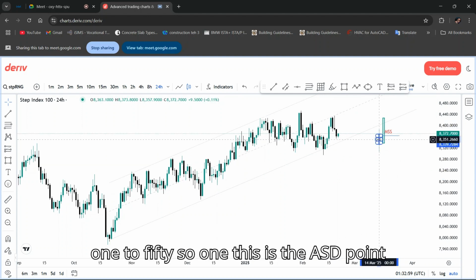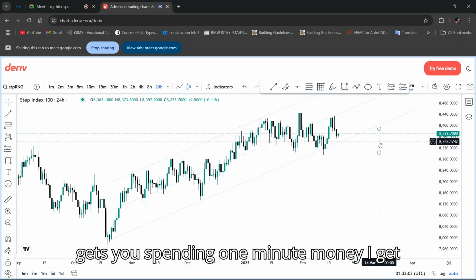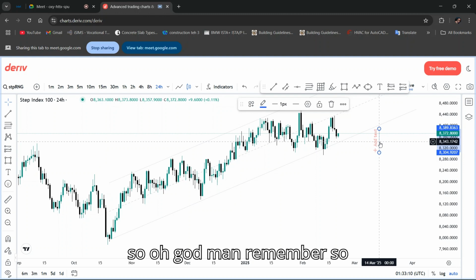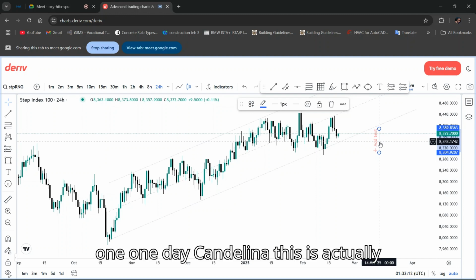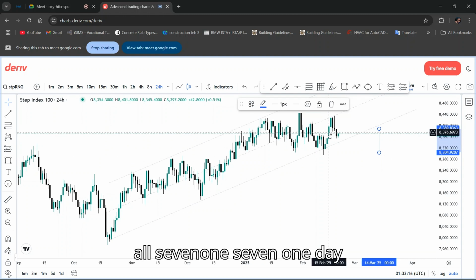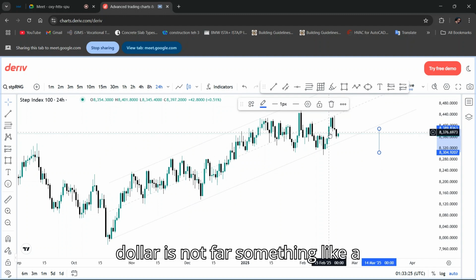So this is the setup on the 1 hour or the 1 day. Yeah, man. You catch this on the 1 minute, and you get a 4 lot size, and you ride this train for the next 3 days. Remember, this is actually a one day candle, so you'd probably get all seven one day candles out of it. Yeah, man. $6,000, $7,000 is not far. Something like somewhere in that region.